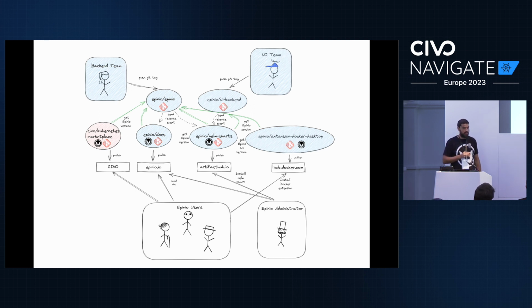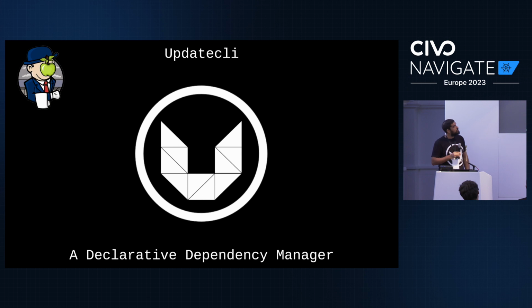So I reached out to Sayam. I said, I noticed you have a few outdated applications. And so here is a project, updateCLI. It's a declarative dependency manager. That's a project that I started back when I worked on the Jenkins project, where I was paid to break the Jenkins project.